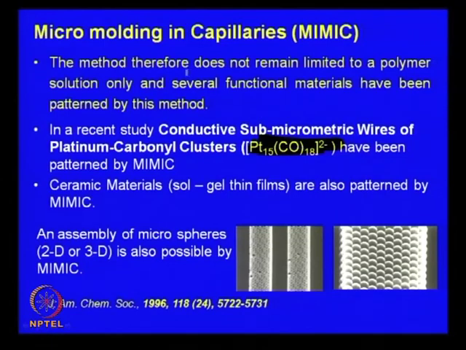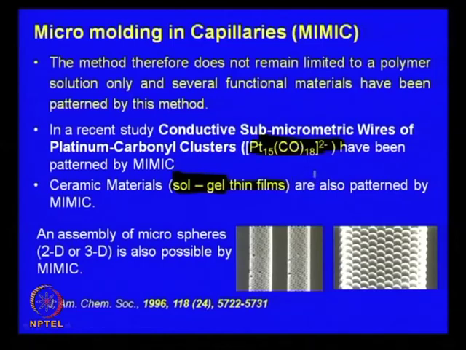This method has also been extended for patterning ceramic materials, using a specific processing technique known as the sol-gel technique, where you start off with a precursor solution, but it is in a solution phase. Ceramics are hard, we all know that. So you can allow patterning by MIMIC of this film, which is still in the sol form or the low viscosity form, and then you can have a sol to gel transformation, and subsequent thermal annealing can give you the desired ceramic phases.